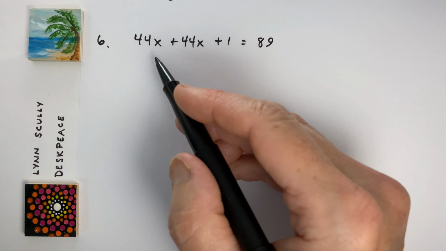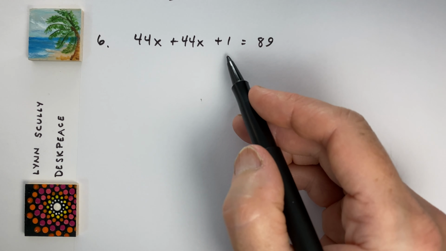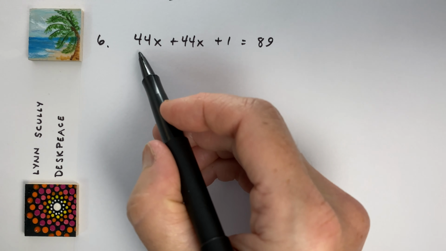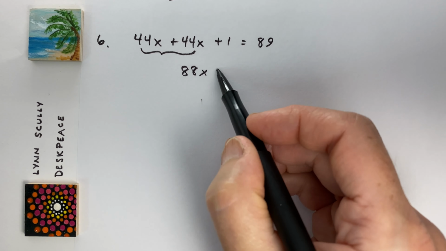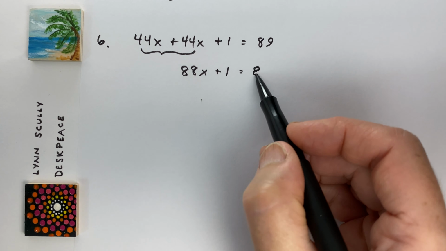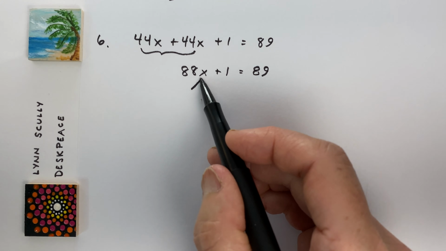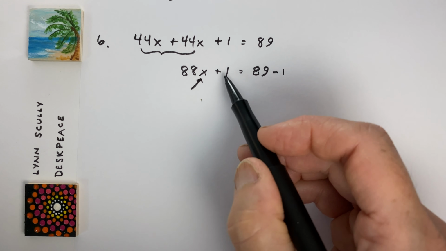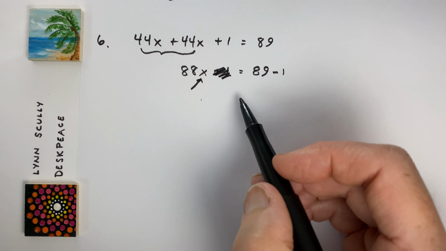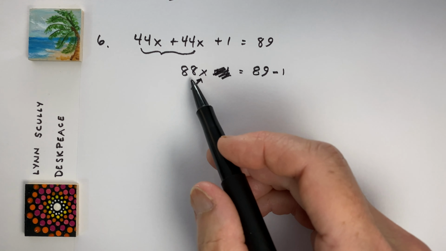Number 6, 44x plus 44x plus 1 equals 89. 44x plus 44x gives me 88 x's plus 1 equals 89. Keep your eye on the prize. You want to get the x alone. 1's attached by addition. Move it by subtraction. Now I have 88 times x.